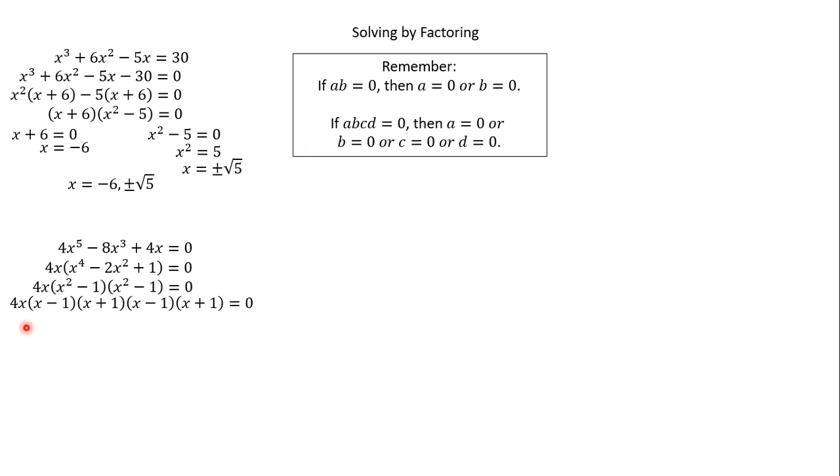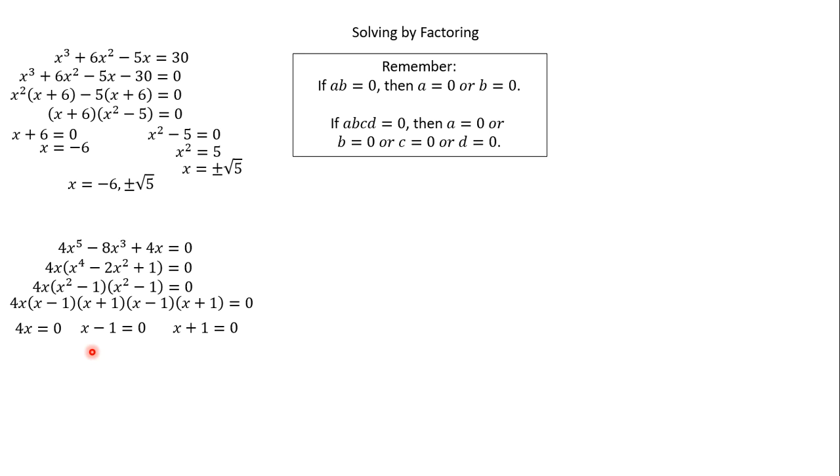First one, 4x could equal 0. Well, let's see, if 4x equals 0, either 4 equals 0 or x equals 0. 4 won't equal 0. 4 will equal 4. It's a constant. But x could equal 0. Second one, x minus 1 could equal 0. Then x plus 1 could equal 0. And then x minus 1, we already have an x minus 1. We don't have to put that there again. Same thing with the x plus 1.